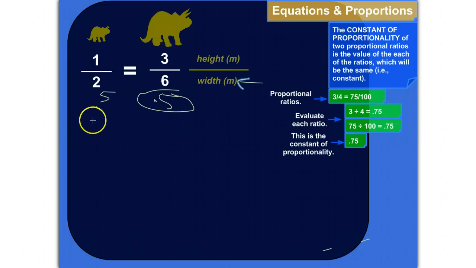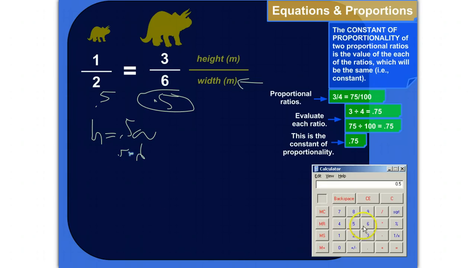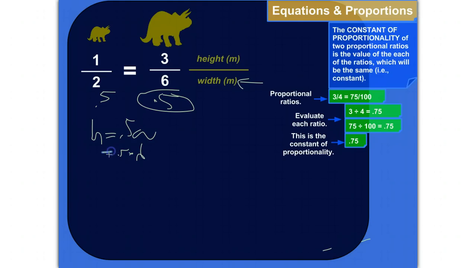It would go like this. The height of the Mathceratops is equal to the width times 0.5. So take whatever the width is, multiply it by 0.5, and you'll get the height. Let's test that. If we have a Mathceratops with a width of 6, 0.5 times 6 is what? 6 times 0.5 is equal to 3. So that works for this, right?